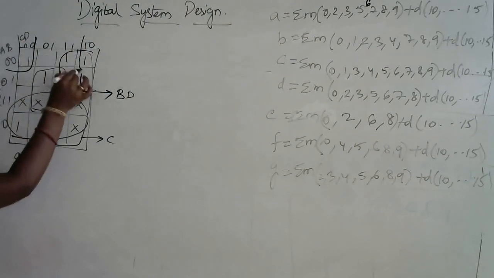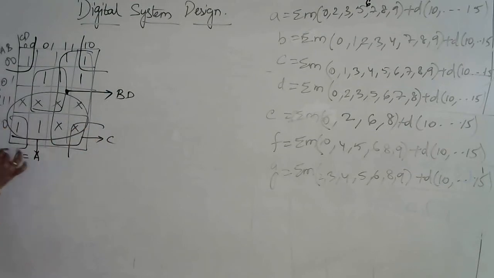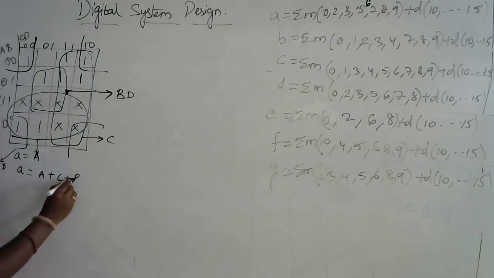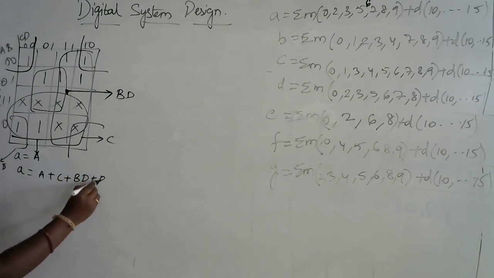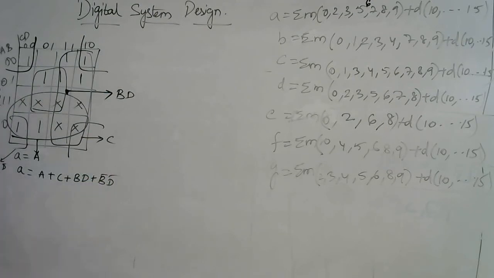Similarly, only one is left over. You can make all these as a quad. If you make this as a quad, first row followed by last row. In case of first and last row, only B bar is common. So the expression is B bar. First and last column, D bar. So the overall expression for A is A plus C plus BD plus B bar D bar. This is the expression for A.